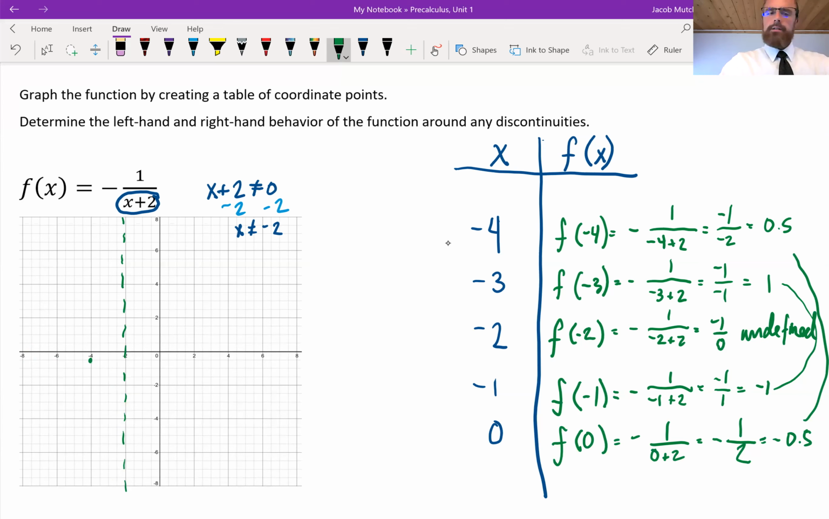Can you see what I did wrong? It's -4, positive 0.5. Let's fix that. And then -3, positive 1. So that's going to definitely change our behavior of the function around the discontinuity. Ooh, good save. Let's catch that lower part then. So that's -1, -1, 0, -0.5. So this right side's down here in quadrants 3 and 4.